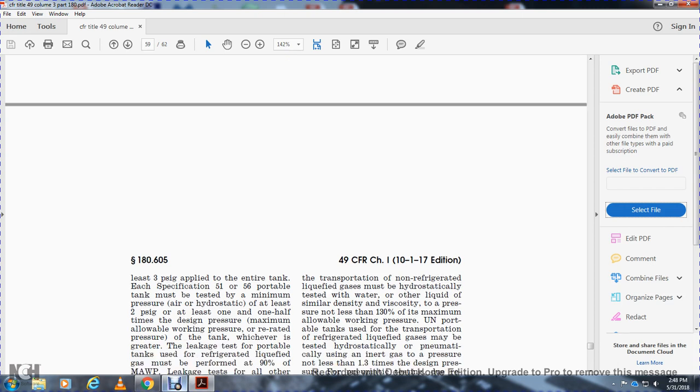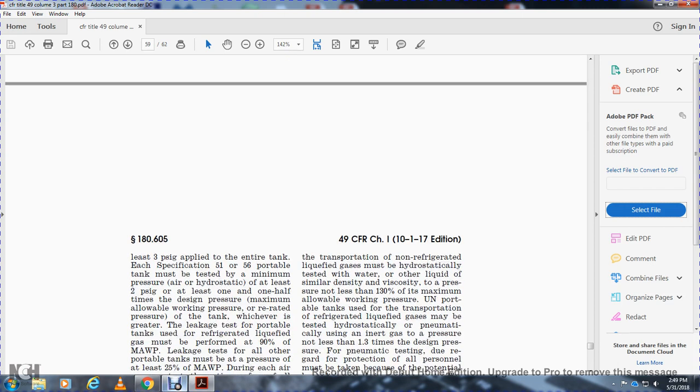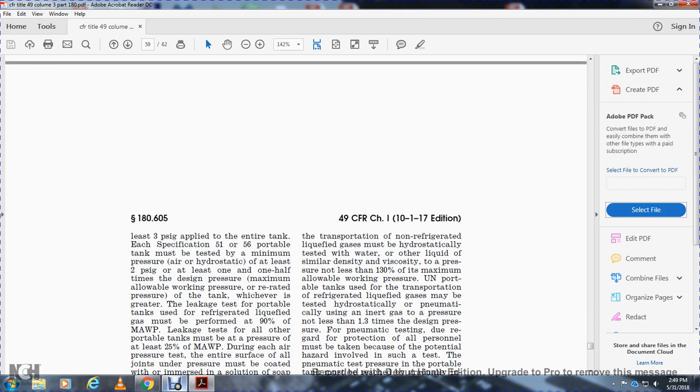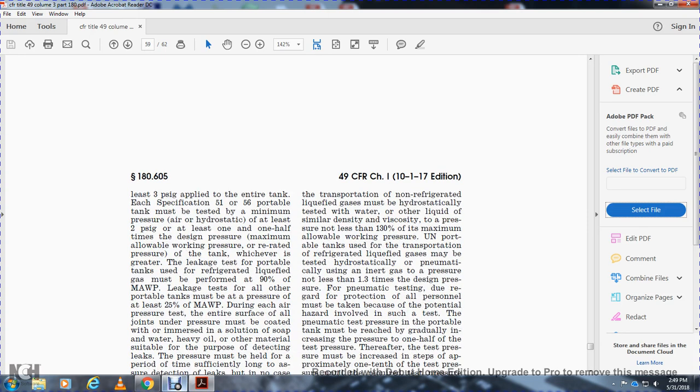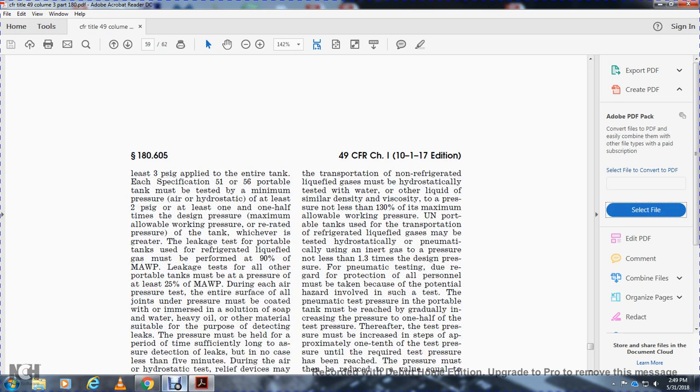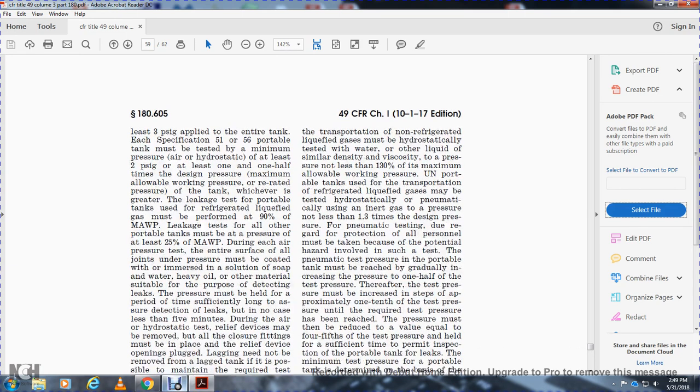The maximum allowable working pressure or re-rated pressure for the tank, whichever is greater. Leak testing of portable tanks for refrigerated liquefied gas must be performed at 90% of the MAWP, and leakage tests for all other portable tanks must be performed at a pressure of at least 25% of the MAWP. During the air pressure test, the entire surface of the joints under pressure must be coated with or immersed in a solution of soap and water, heavy oil, or other material suitable for the purpose of detecting leaks. The pressure may be held for a sufficiently long period to ensure detection of leaks, in most cases no less than 5 minutes.